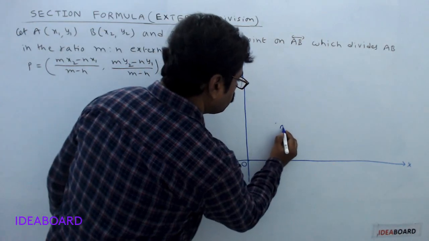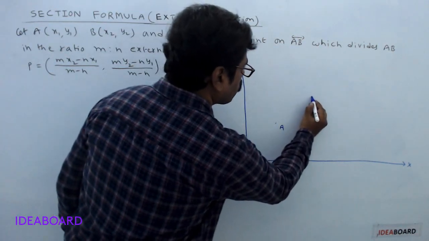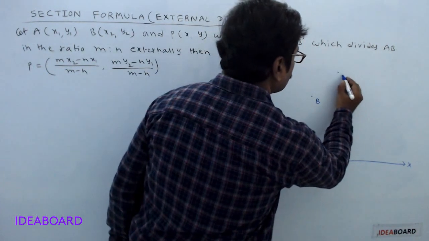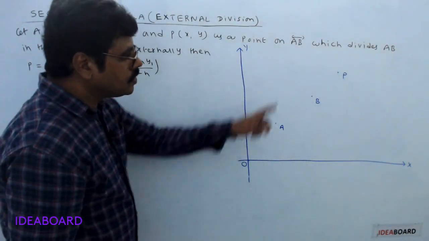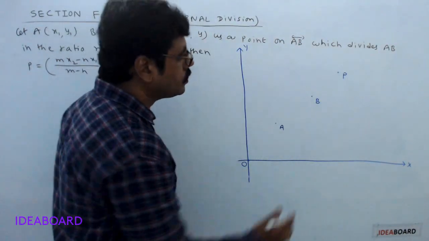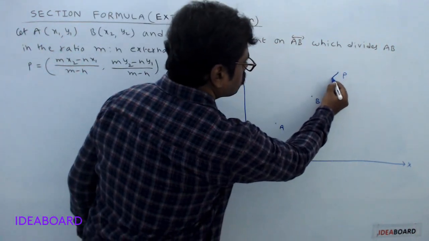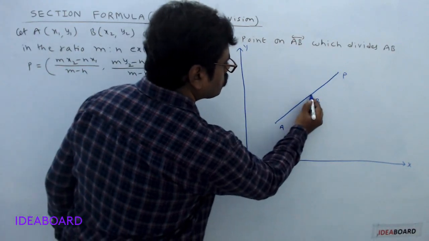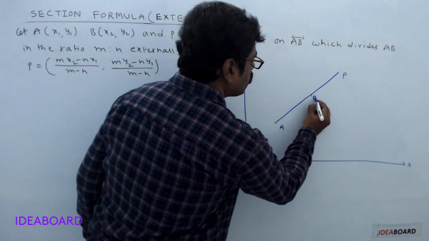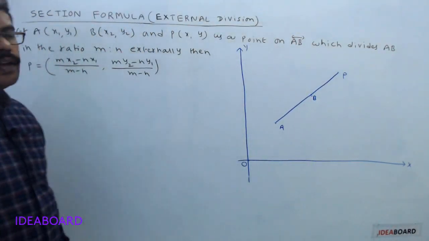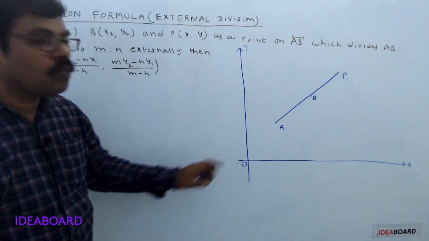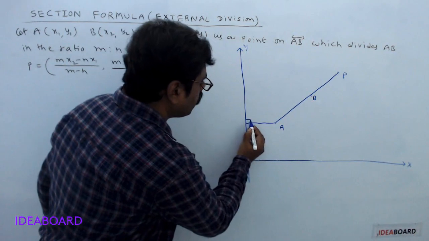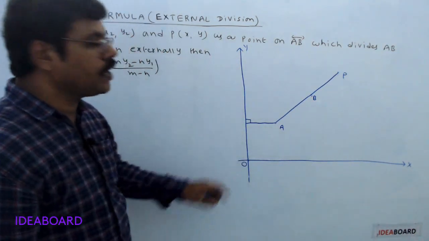Suppose this is the point A, this is the point B, and this is the point P. Join the points A, B and P. Now draw a perpendicular from the point A onto the y-axis. Now this is the perpendicular from the point A onto the y-axis.